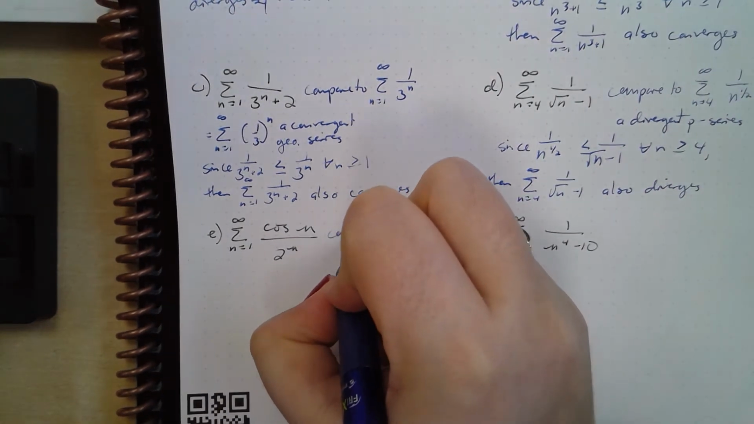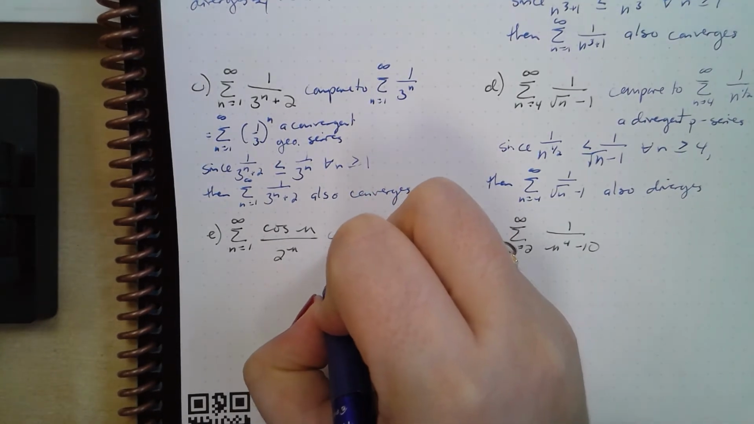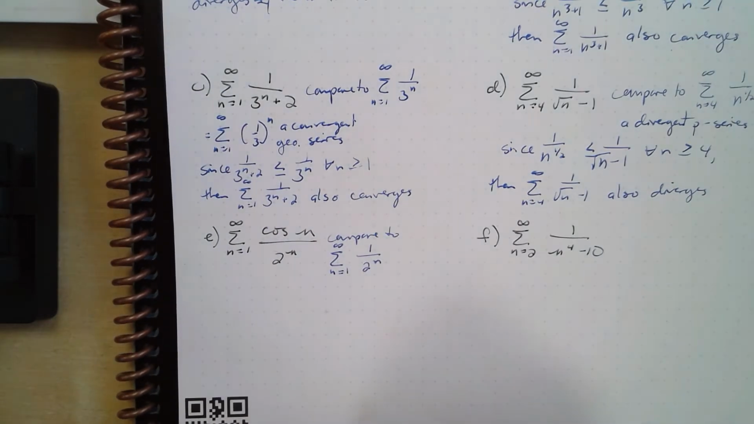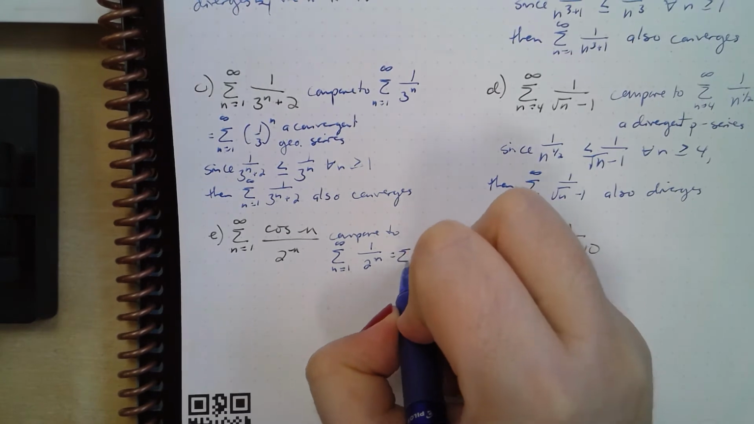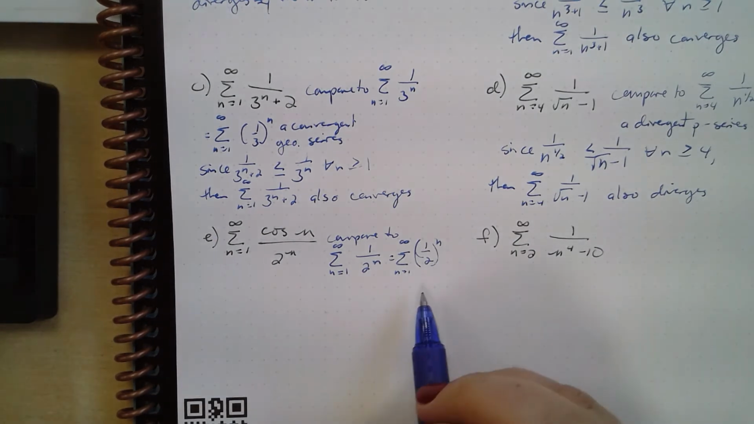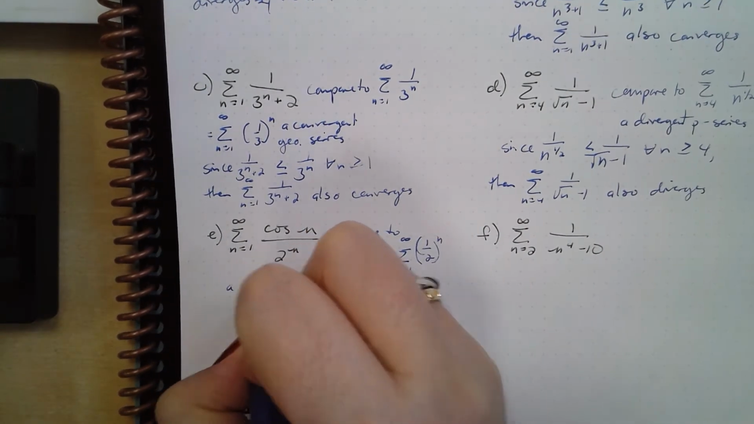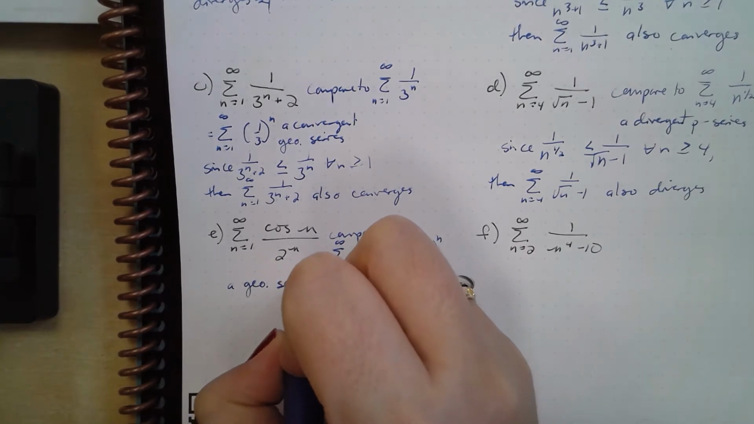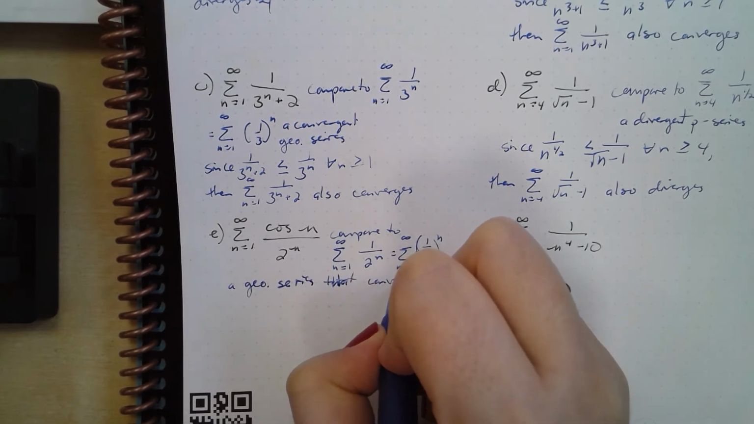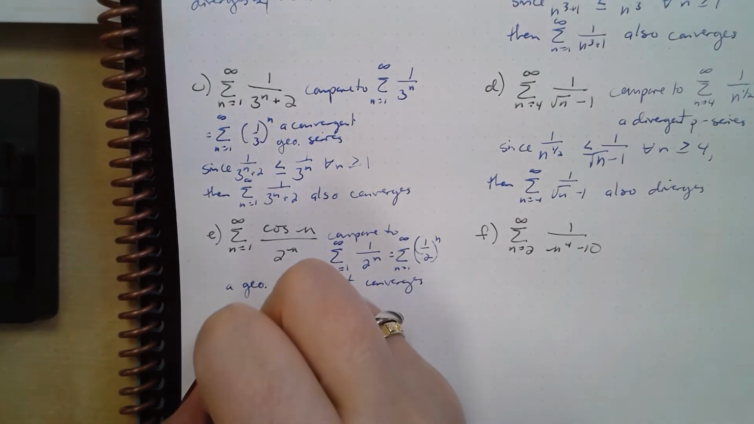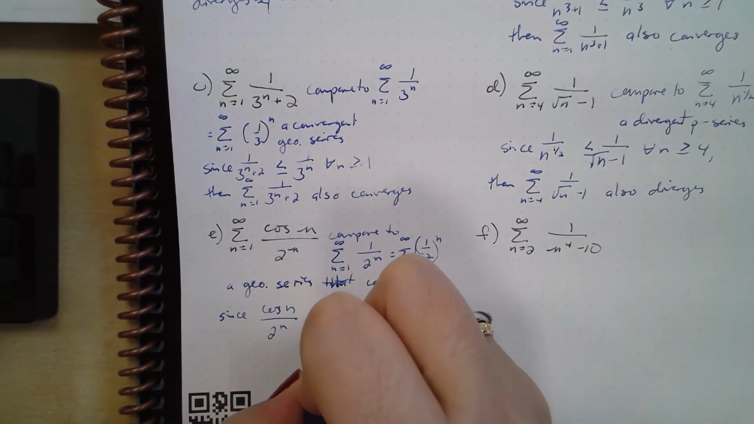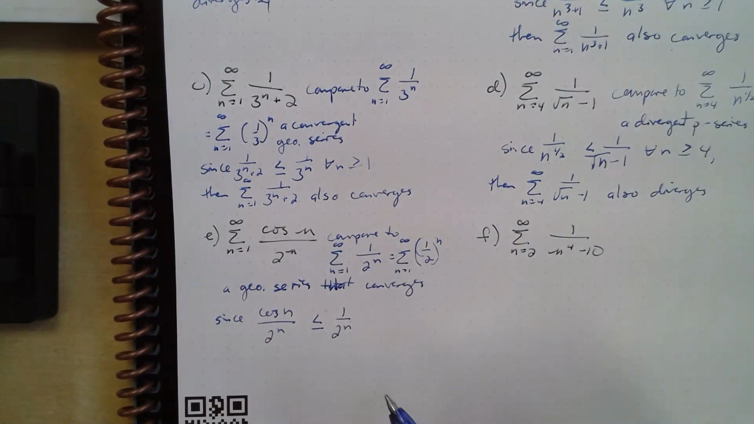So we can compare this to the sum from n equals 1 to infinity of 1 over 2 to the n, which is equal to 1/2 to the n. And this is going to be a convergent geometric series, that converges. I didn't write this well. What a mess. All right. So since cosine of n over 2 to the n is less than or equal to 1 over 2 to the n, now we know that's true, right?